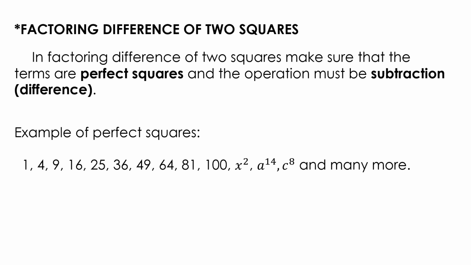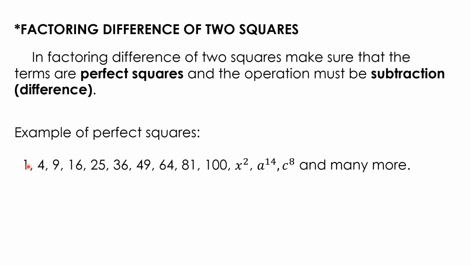Let's proceed to factoring difference of two squares. So in factoring difference of two squares, make sure that the terms are perfect squares and the operation must be subtraction or difference. So take note that a difference of two squares are perfect squares. So what do you mean when we say perfect squares? So for example, we have 1, 4, 9, 16. So perfect squares, we can also extract their square root without any decimal point or remainder.